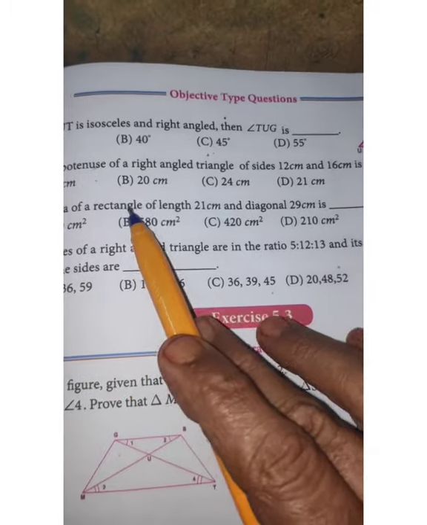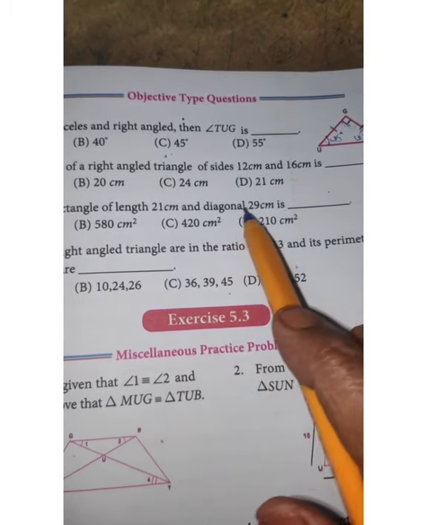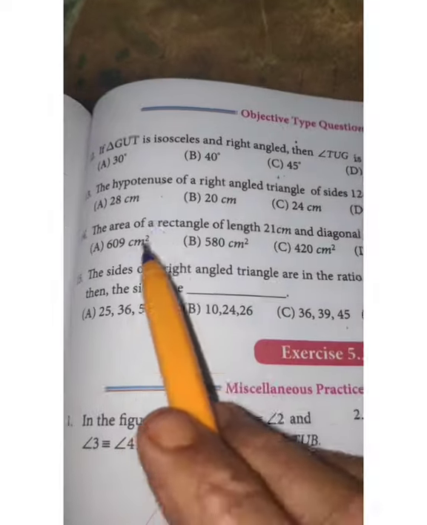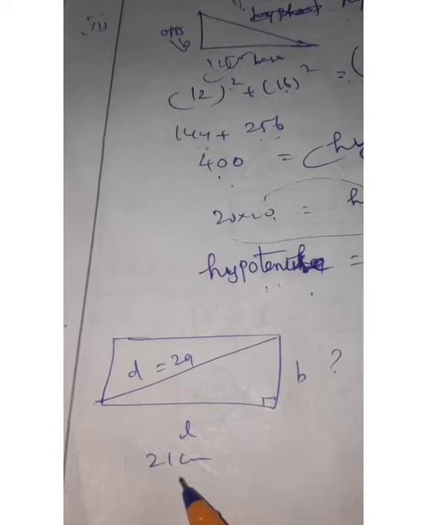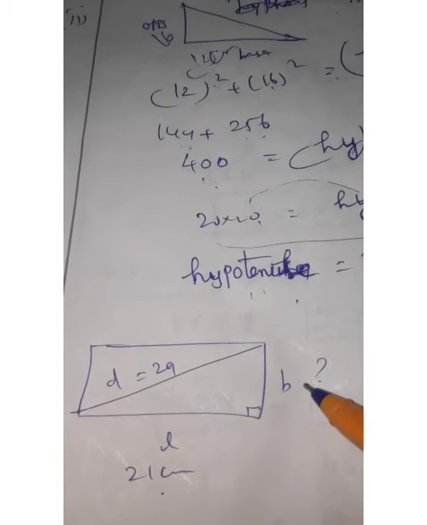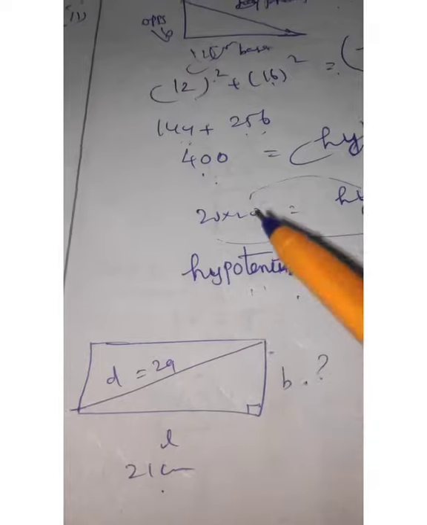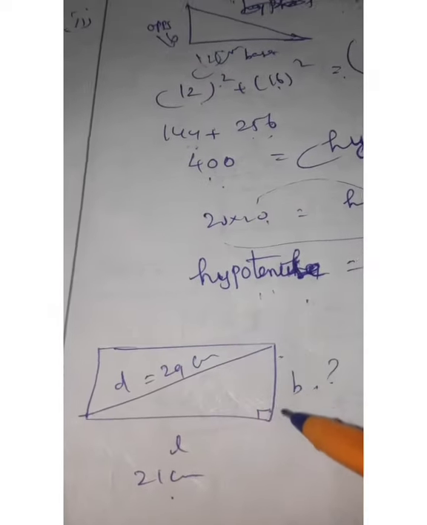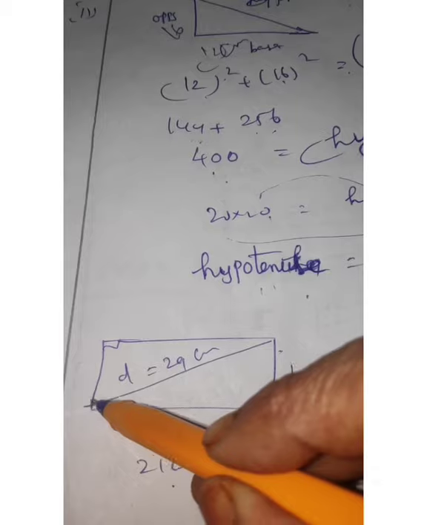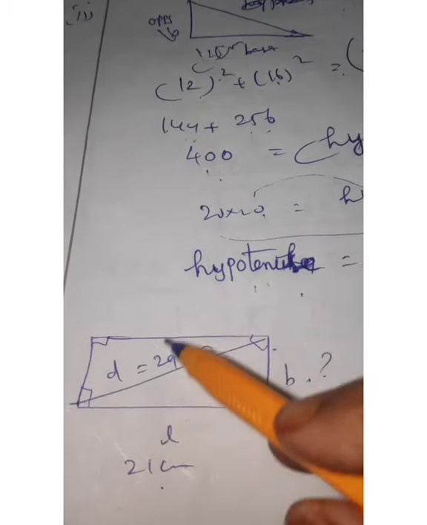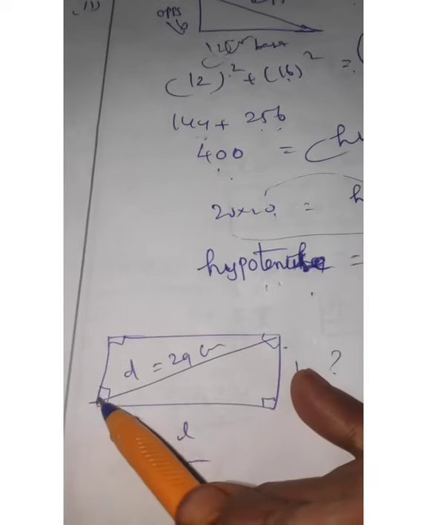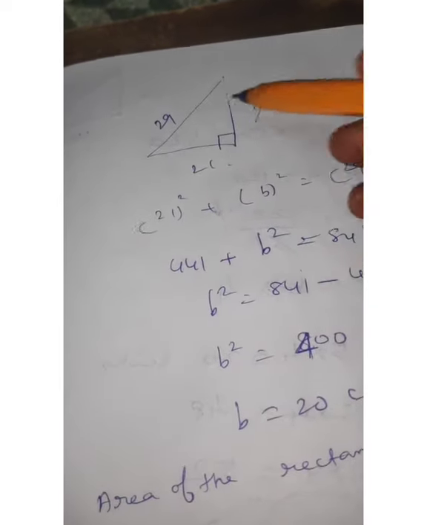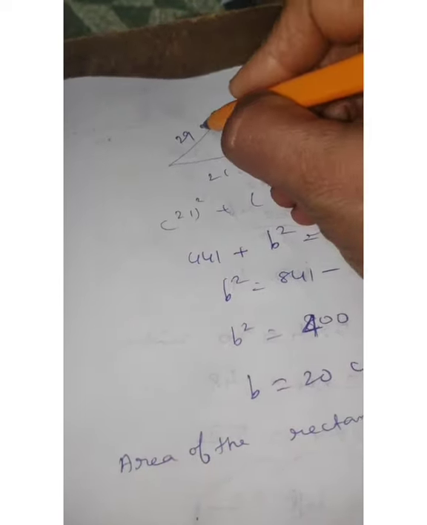Next question: the area of a rectangle with length equal to 21 centimeter and diagonal equal to 29 centimeter. Draw a rectangle, length 21 centimeter, and the diagonal is 29 centimeter. Rectangle corners are all what degree? 90 degrees. This is the right angle triangle. Use the Pythagoras theorem and do the sum. Write 21, 29, and a question mark for the unknown side, in centimeter.